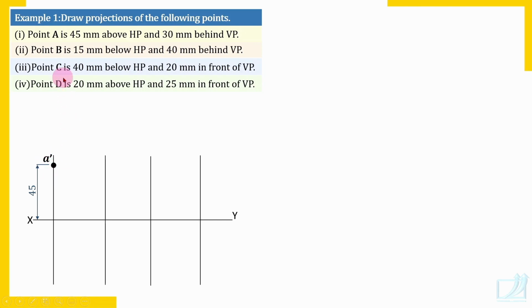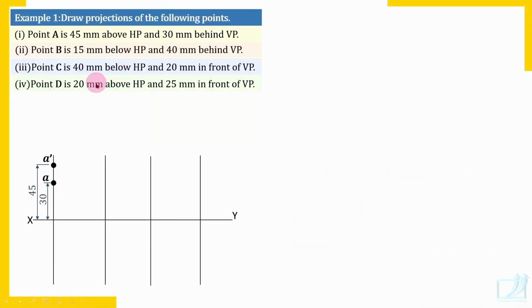So point A is 40 millimeters above HP and 30 millimeters behind VP. Remember, here it is XY line. This side is in front of VP and this upper side is behind VP. So 30 millimeters behind VP, so simply measure 30 millimeters behind XY line, and that is top view of point A. So that's all. Both views are above XY line. So now you know that point A is in second quadrant.